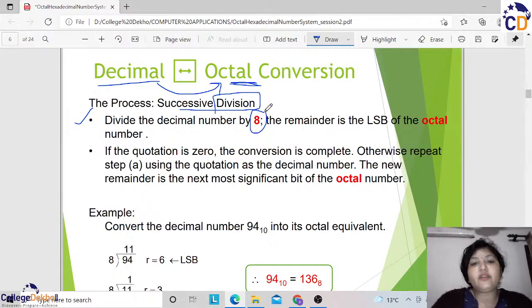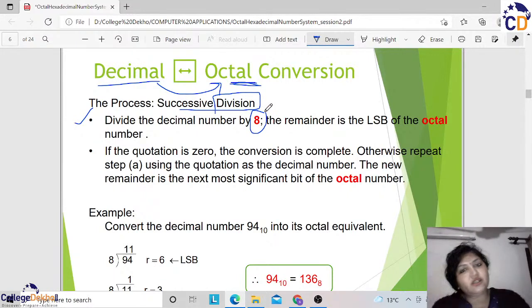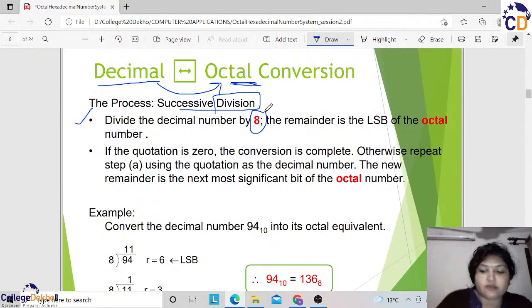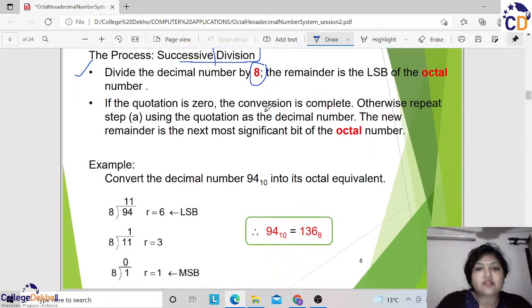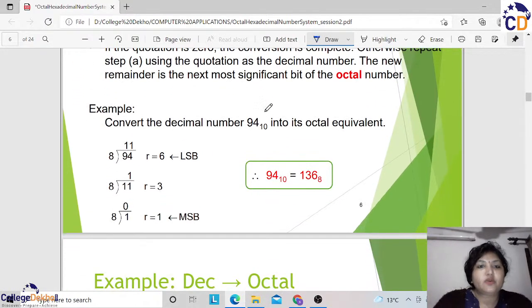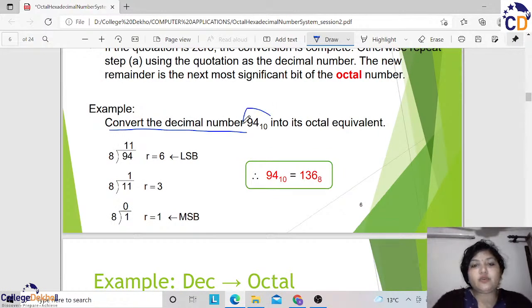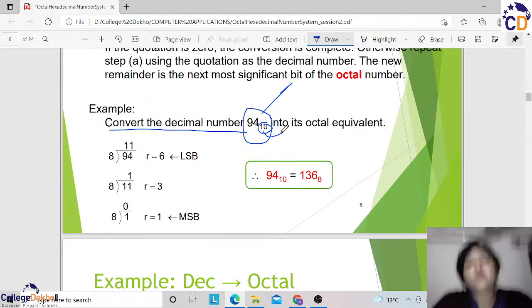So you are dividing the whole number by 8 until you get 0, like the quotient would be 0. So let us see the first example. Here we are converting the decimal number 94. How are you going to understand that this is a decimal number? You can easily identify that number with the help of the base. So if the base is 10, then it would be decimal and not binary, because sometimes students get confused.